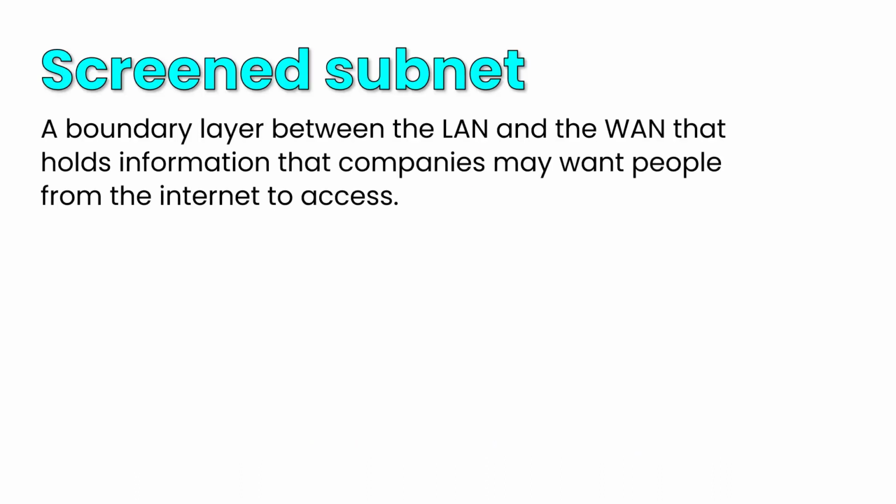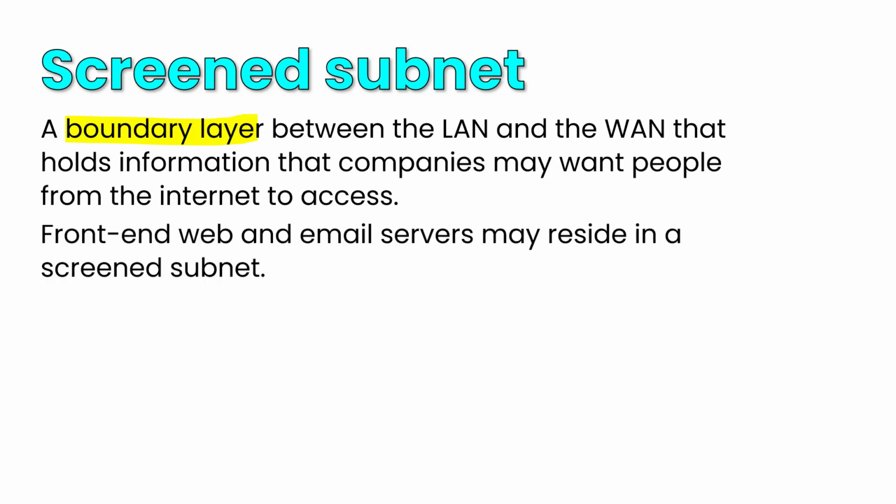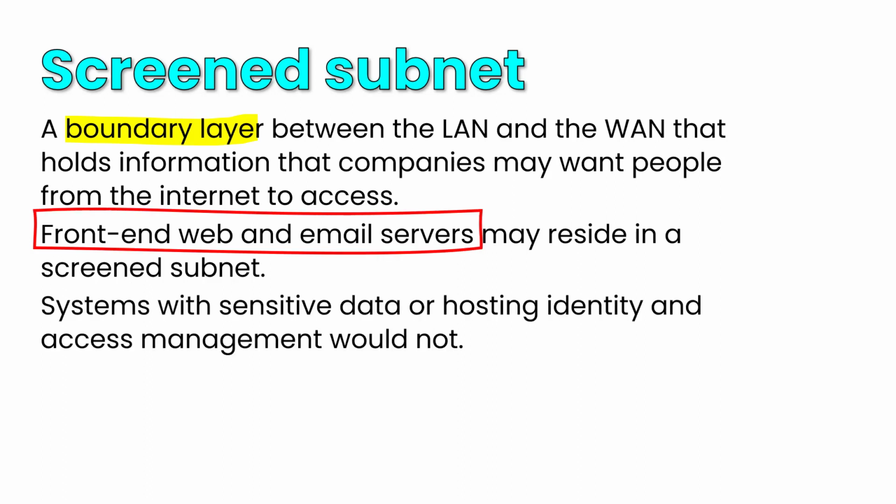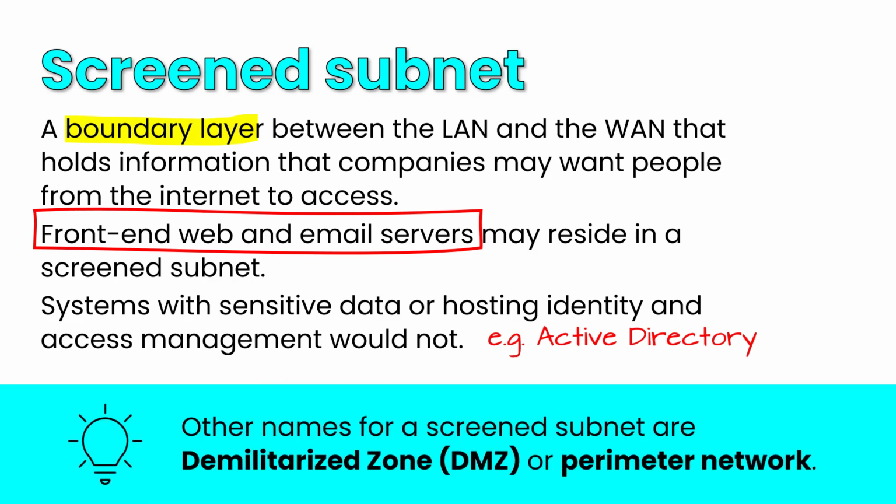A screened subnet. This is a boundary layer between the LAN and the WAN, the local area network and the wide area network, that holds information that companies may want people from the internet to access. Front-end web and email servers may reside in a screened subnet. Systems with sensitive data or hosting identity and access management would not. For example, Active Directory domain controllers don't belong in a screened subnet. Other names for a screened subnet are demilitarized zone, DMZ, or perimeter network. So those are all different terms for the same concept.